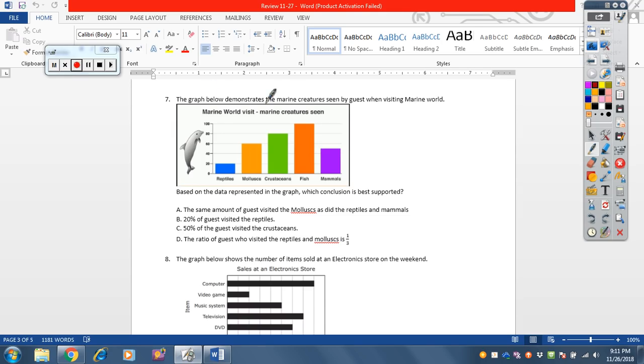Number 7 says the graph below demonstrates the marine creatures seen by guests when visiting Marine World. Based on the data represented, which is the best supported? So we're looking for true. So let's take a second and go ahead and write the numbers up above the bars, because then it just makes reading the graph later easier.